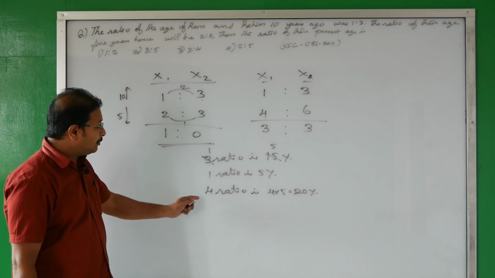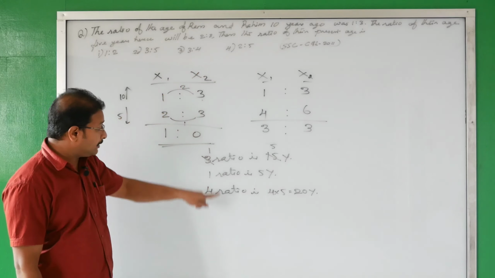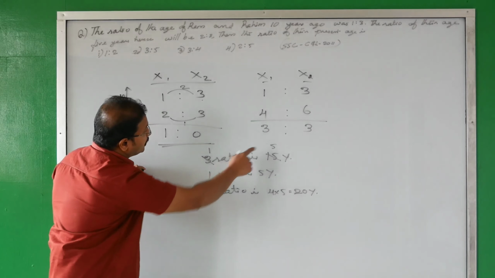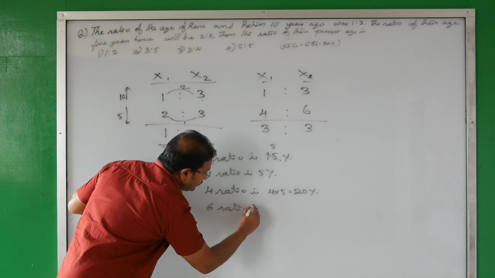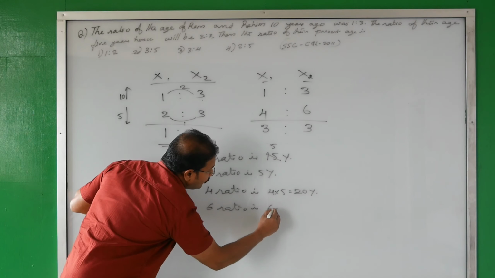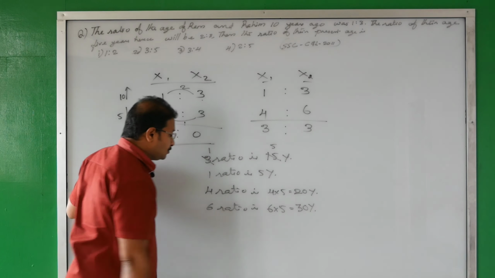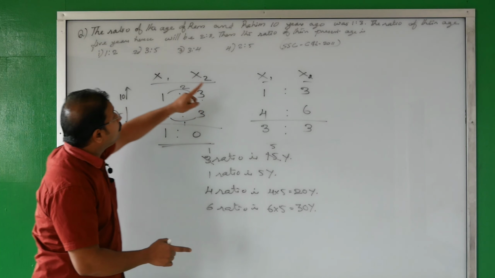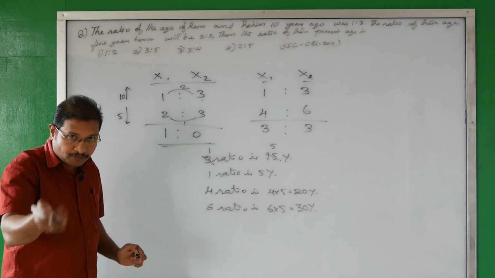Same way, I'll be taking the next person. What is the next person? Of course, it will be Rahim. Ram 1, we got it now, 20 years. Next one is Rahim. Rahim 1, what is that? 6 ratio is 6 into 5. That is 30 years. So this 20 and 30, 20 and 30 is 5 years hence, which will be future.